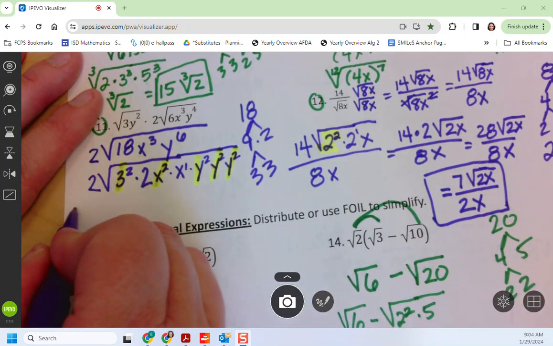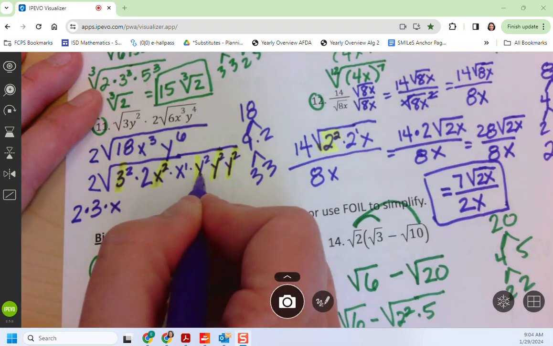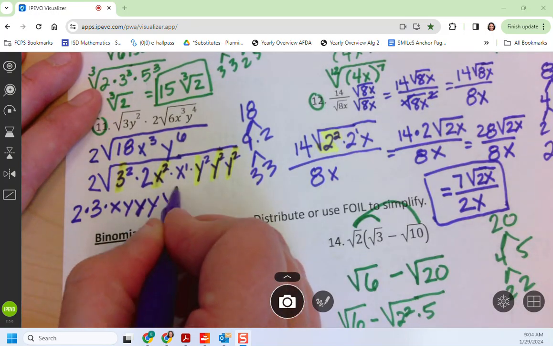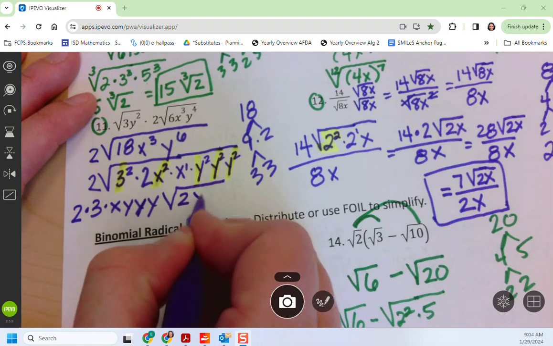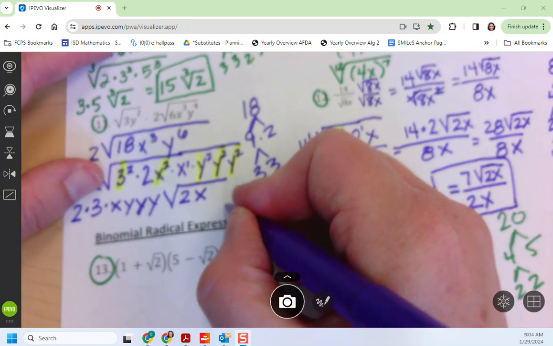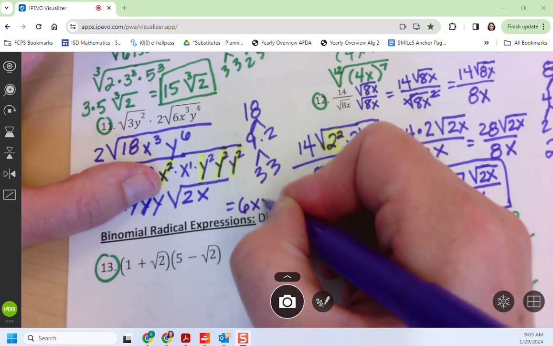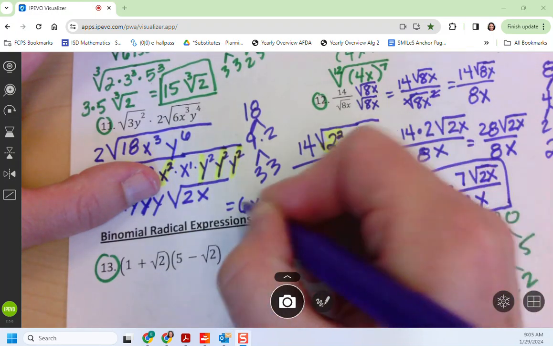So I still have this 2 on the outside, times 3, times x, and then y, square root 2x. And then for my final answer, I'm just going to put everything together. 2 times 3 is 6. X. Y is y to the third. Square root 2x.